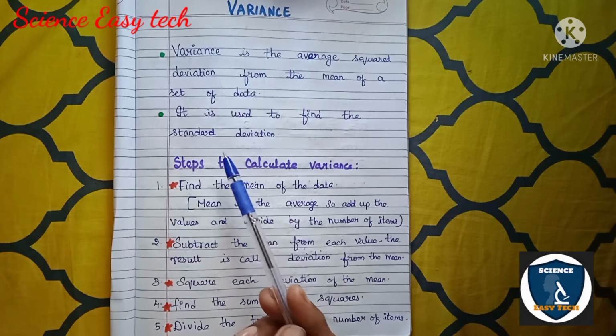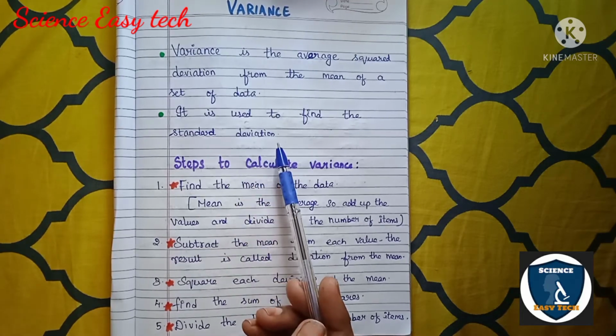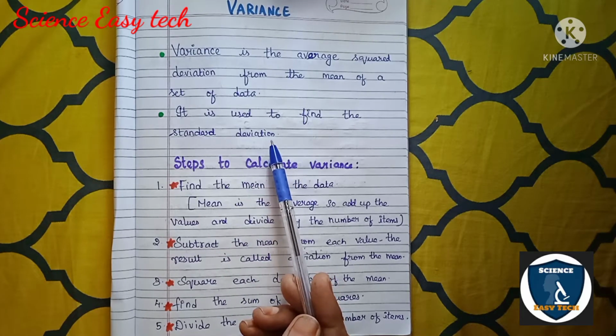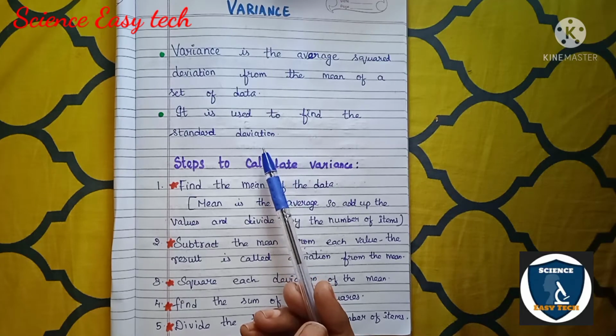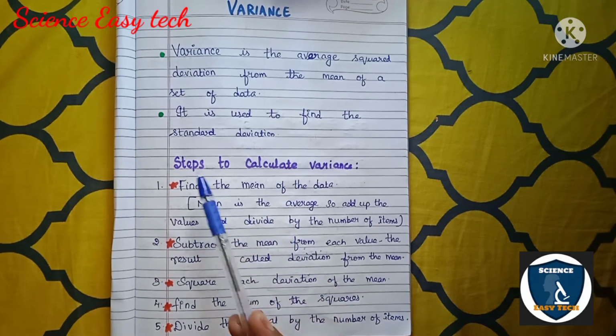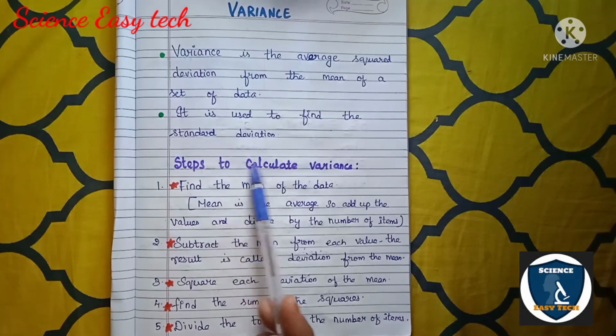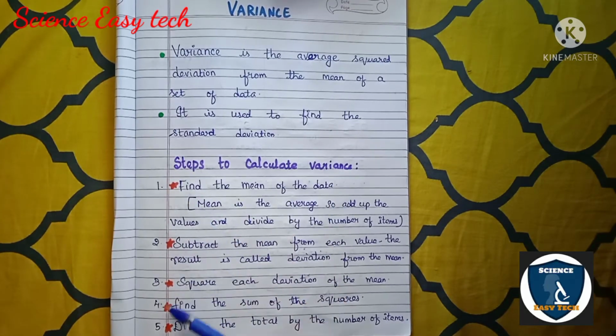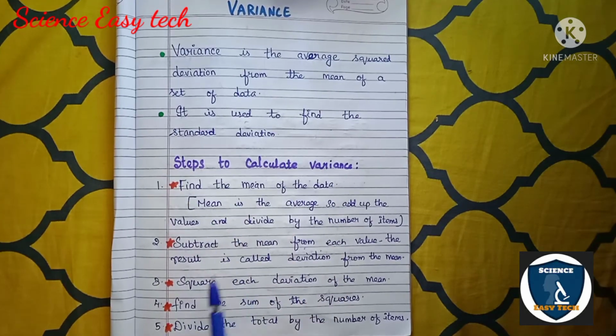Already I have posted my standard deviation videos. If you have not watched them, as I have told you earlier, you can watch our channel playlist. Next, we will see the steps to calculate the variance. So, we have 5 steps. What are those 5 steps?